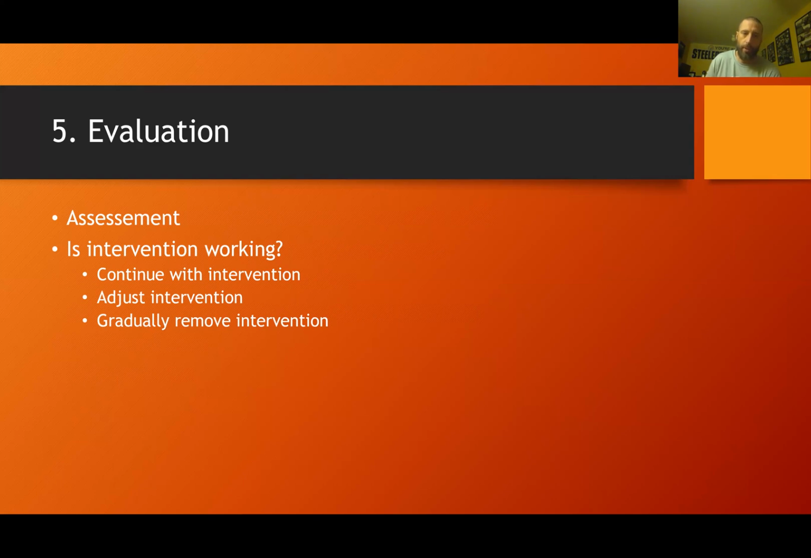If it's working, if we feel like we are making progress, but we're not necessarily where we want the student to be, then the decision might just be to continue the intervention.